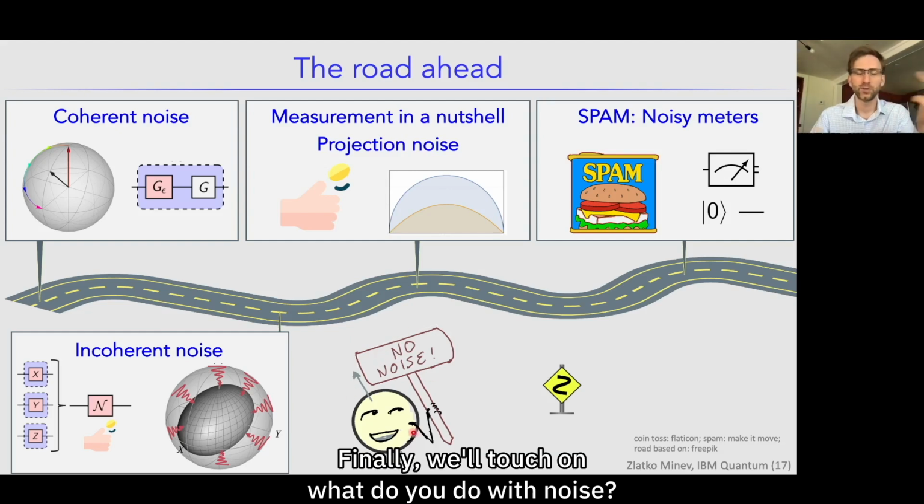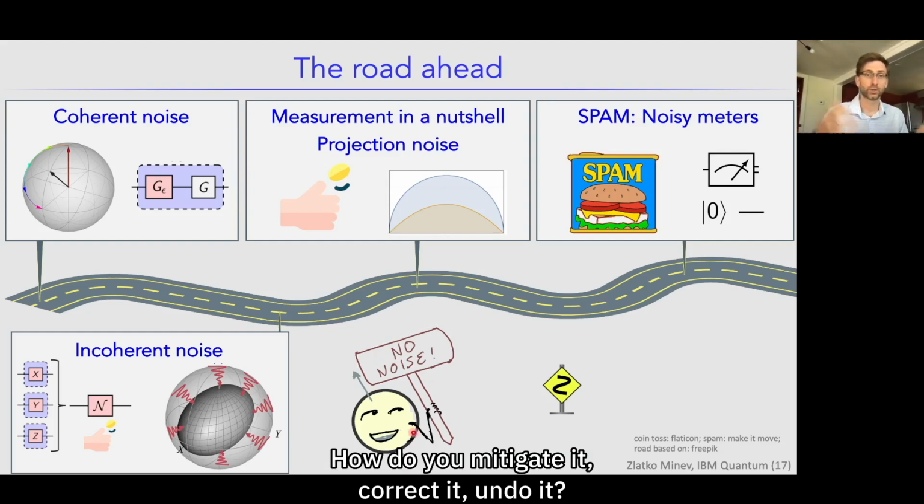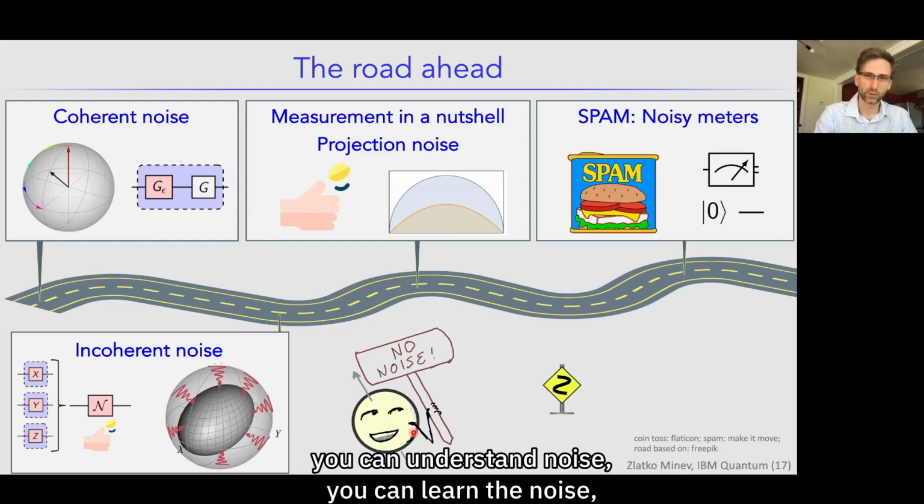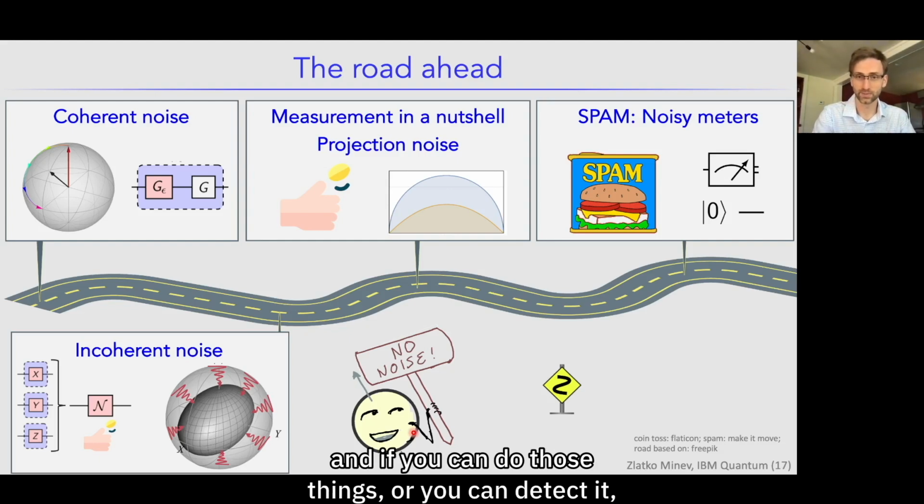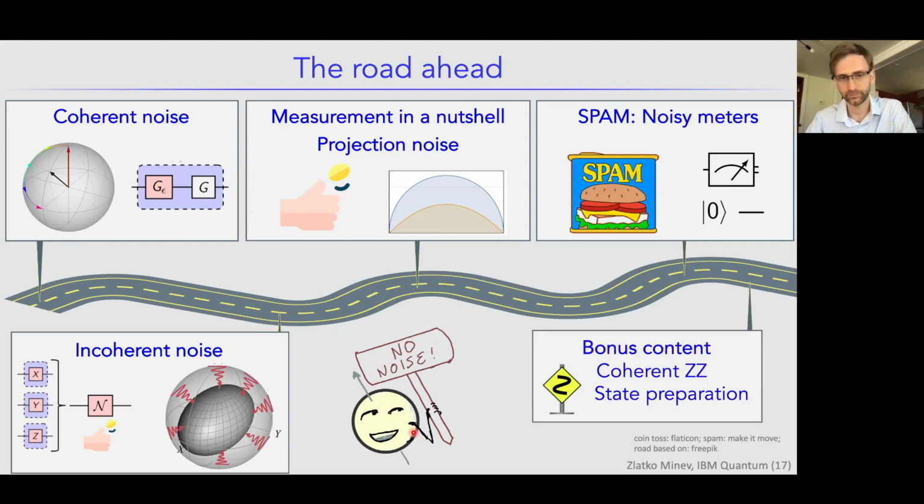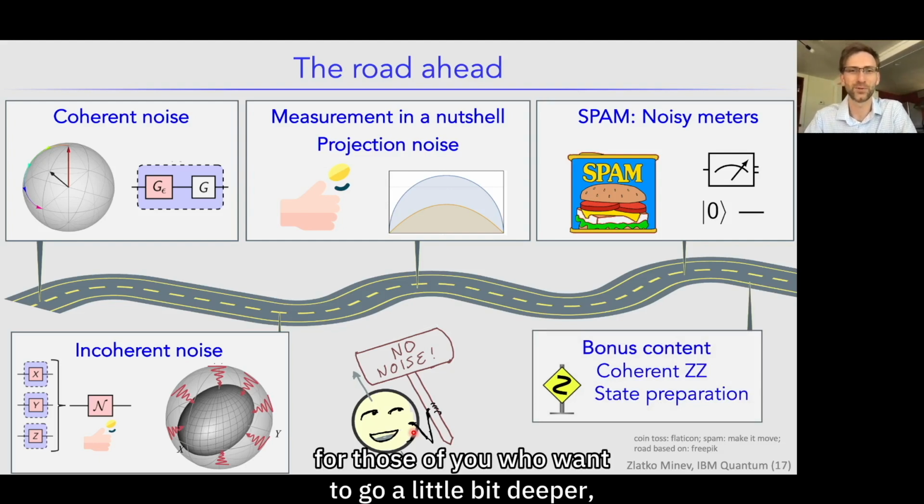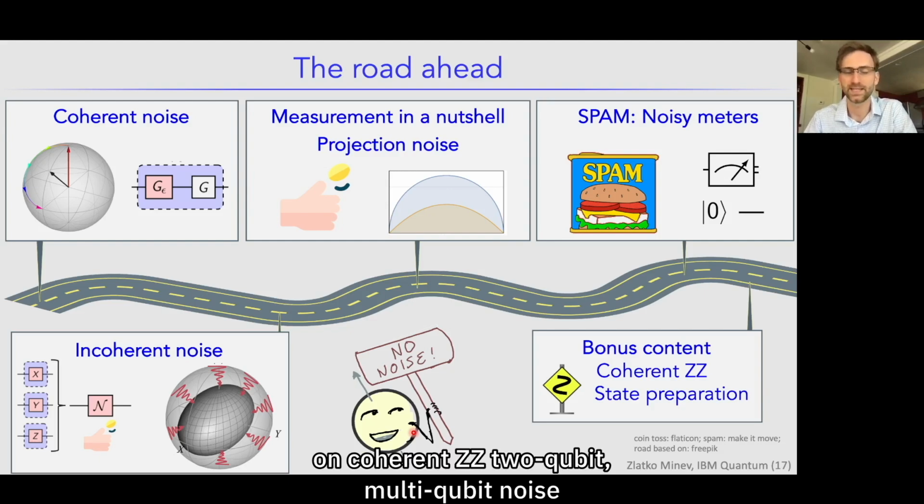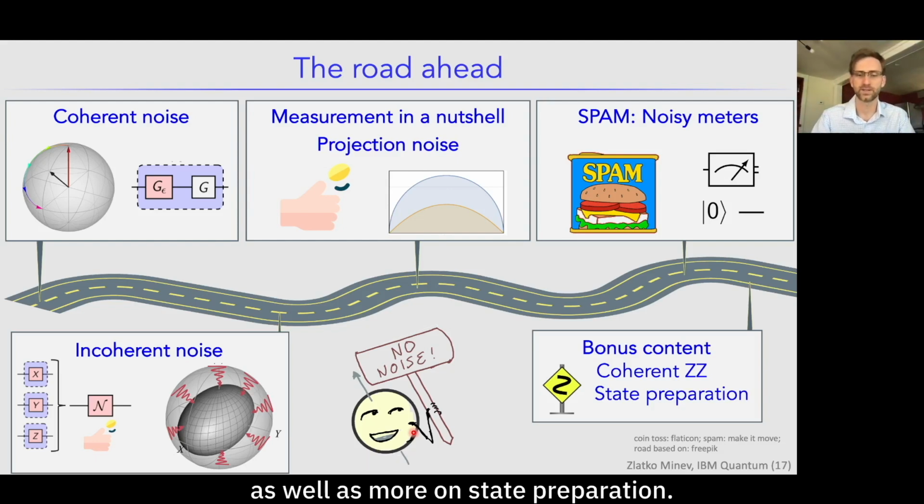Finally, we'll touch on what you do with noise. How do you mitigate it, correct it, undo it, just at a very high level. You can understand noise, you can learn the noise, and if you can do those things, or you can detect it, you can actually also undo it and recover, or at least mitigate it to some level. And finally, for those of you who want to go a little bit deeper, we also have some bonus content on coherent ZZ, two-qubit, multi-qubit noise, as well as more on state preparation. That will be at the end.